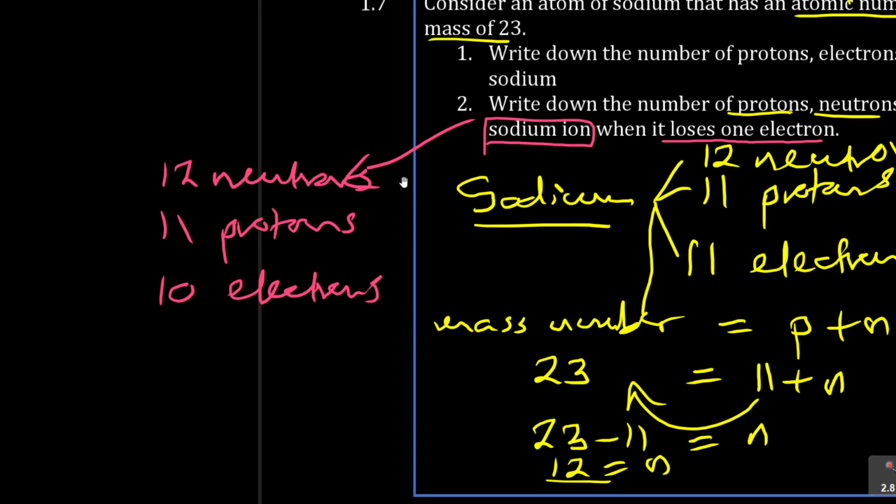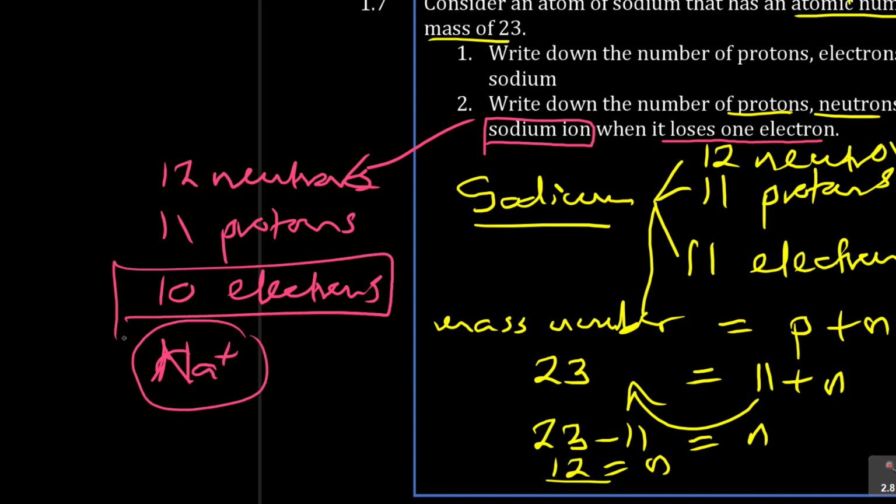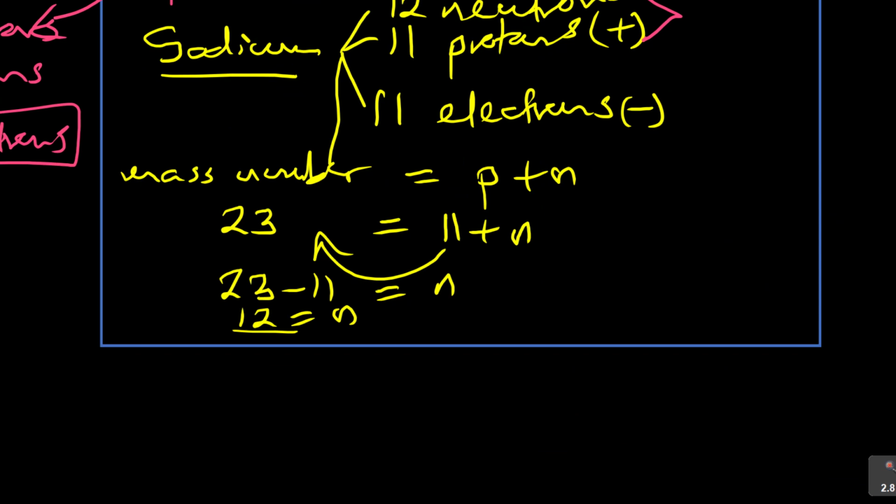That's why sodium is now called a positive. It's sodium, which is Na plus, because why? It has lost a negative. Now it is having an extra positive charge.